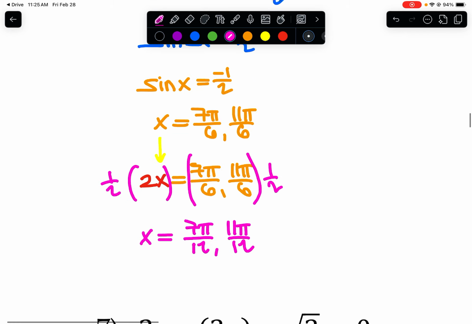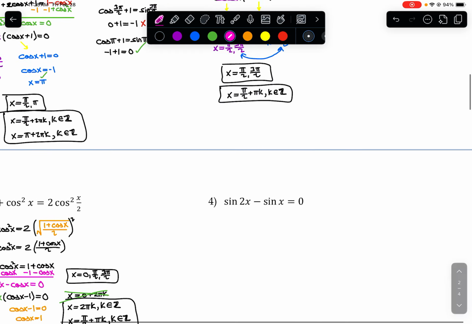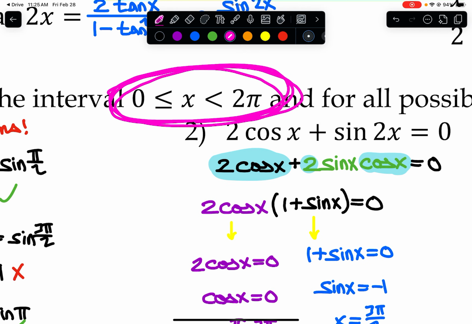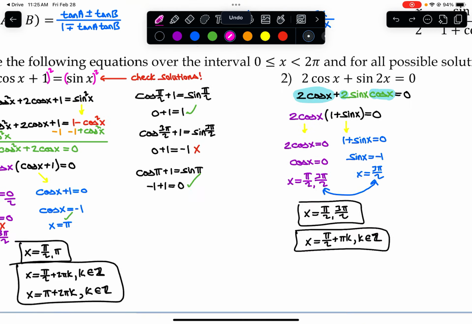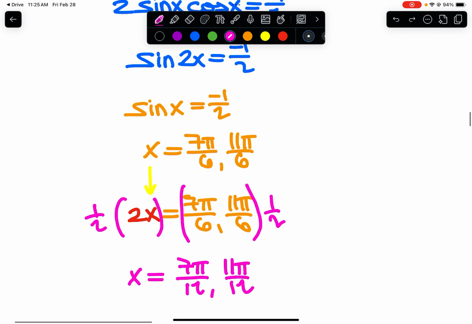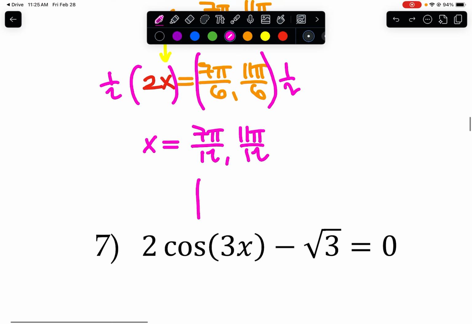Now, I want you to pause for a second. I'm going to re-emphasize another point in our directions. We're looking for all the solutions from 0 to 2 pi. If I think about where 7 pi over 12 and 11 pi over 12 are on the unit circle, that's going to be only in quadrant 2. So 7 pi over 12 would be right up here, and then 11 pi over 12 would be about over here. So that's not all the values.